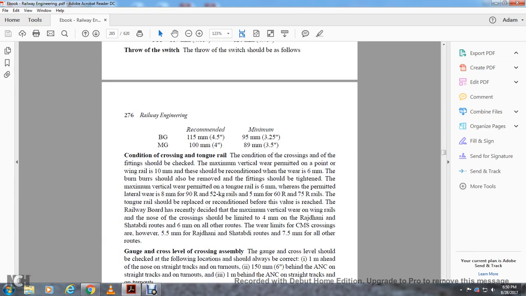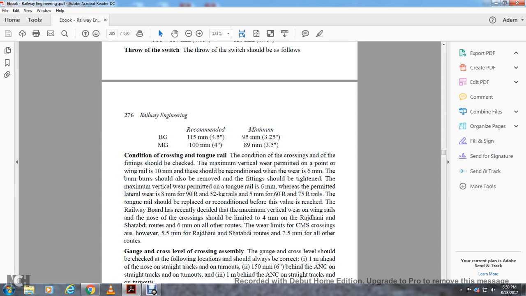Condition of the crossing and the fitting should be checked with the maximum vertical wear permitted at the point of the wing rail. A wear of 10 millimeters should be reconditioned. A wear of 6 millimeters, burrs should be removed. The fitting should be tightened. The maximum vertical wear permitted on the tongue rail is 6 millimeters, with lateral wear of 8 millimeters for 90 R and 52 kilogram rail, and 5 millimeters for 60 R and 75 R rails.